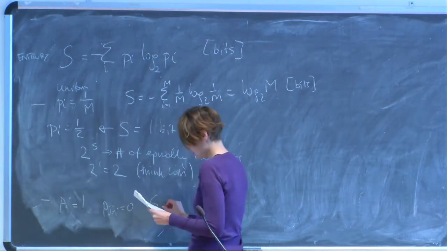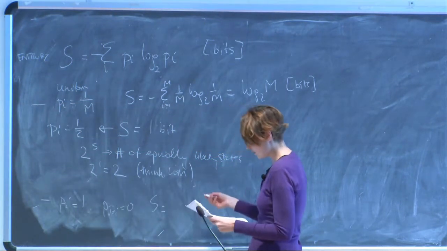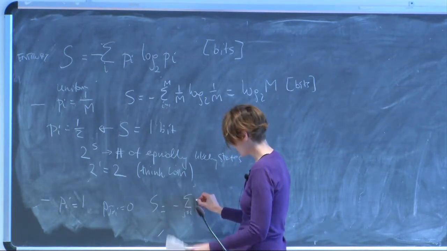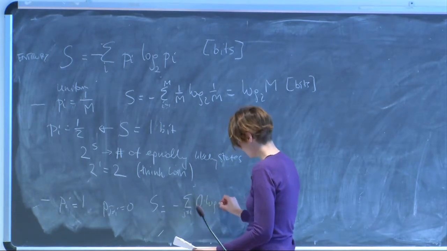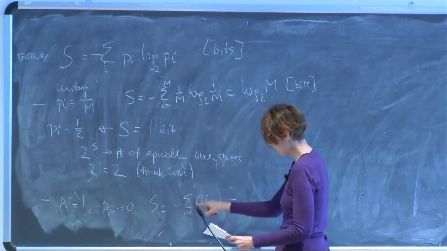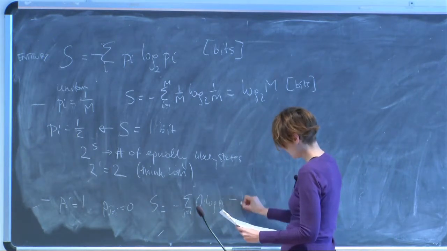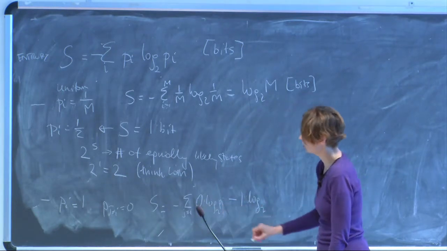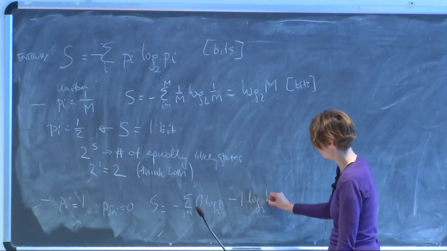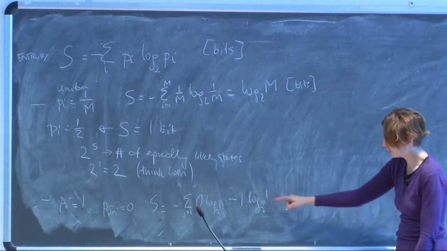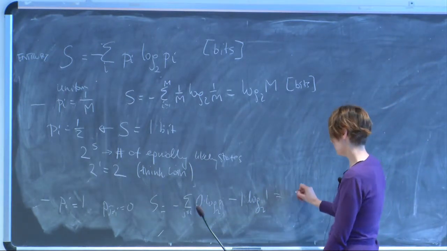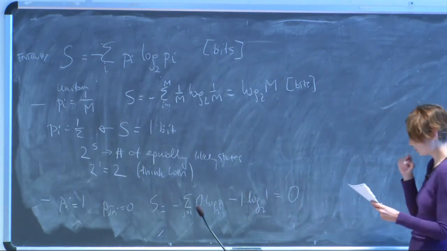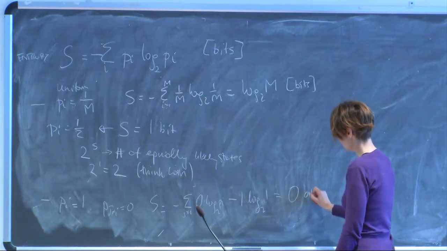So if I do this, well, I have m states. So I sum over all the states that are not my chosen state, and they all have probability 0. And then I have this one chosen state. Yeah, I'm losing my 2s as I go along. And they have probability 1. So here I get 0 because log of 1 is 0, so I get 0 bits.